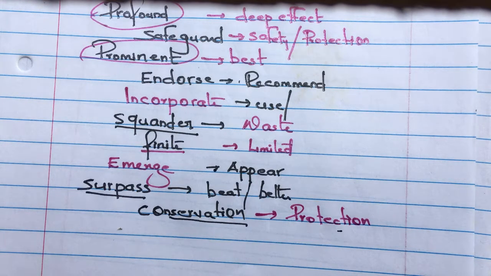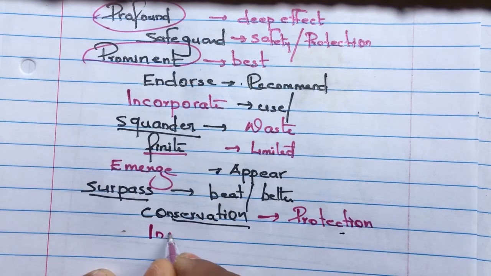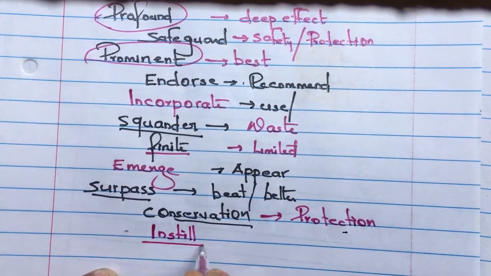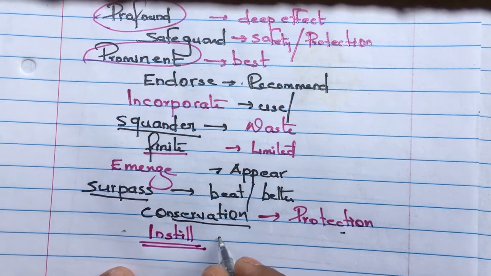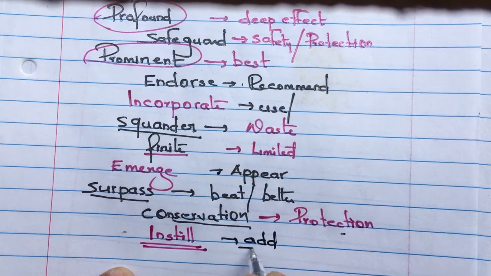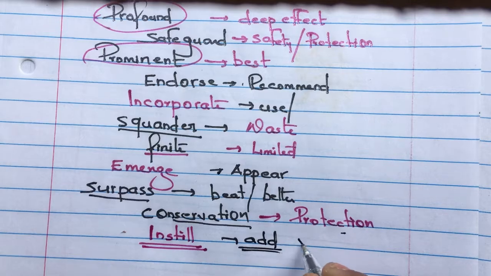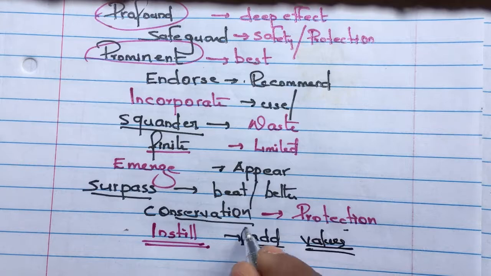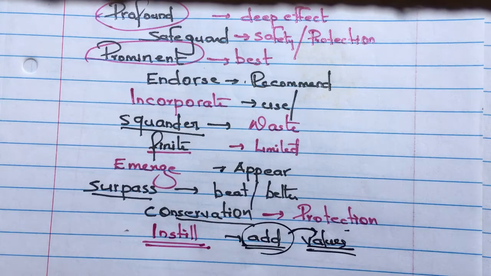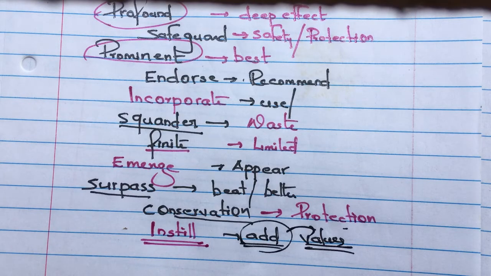And then another word, instill, which means to add something. For example, if you want to help your child, you want to instill some values into their life. Instead of saying add values, you could say instill some values into their life, so that they can be a better person, or their moral values will become better, or something like that. That is really good.